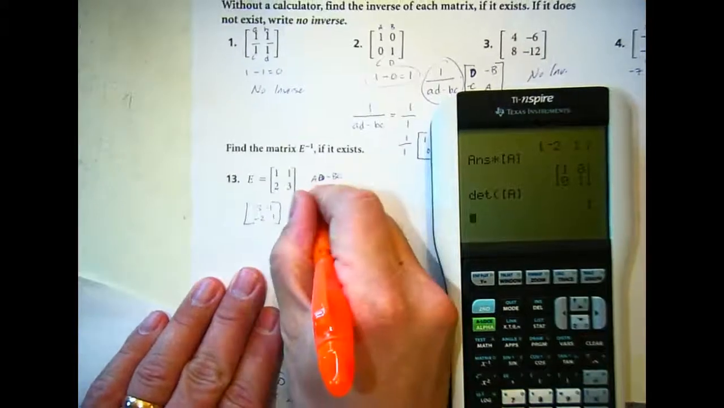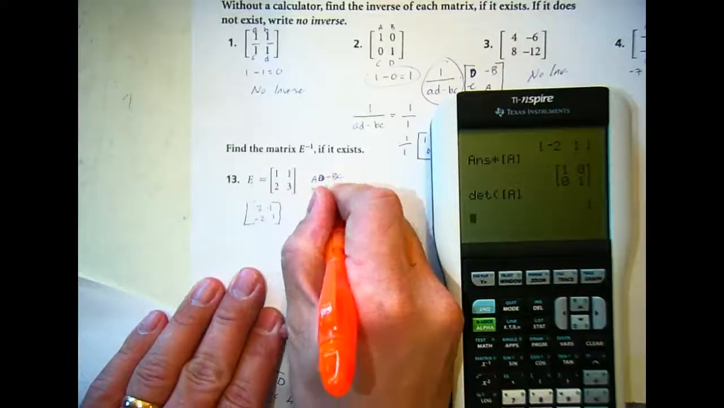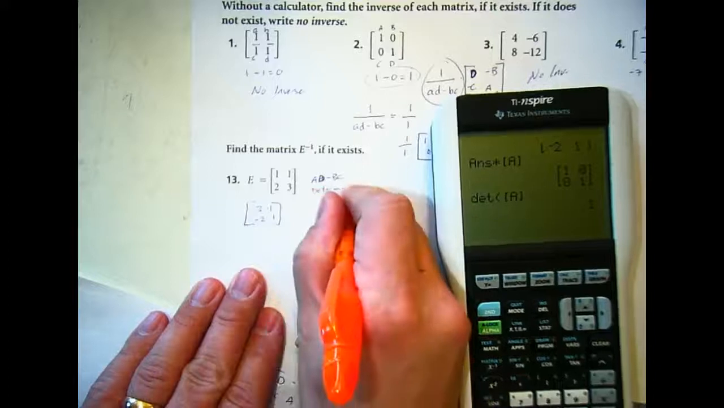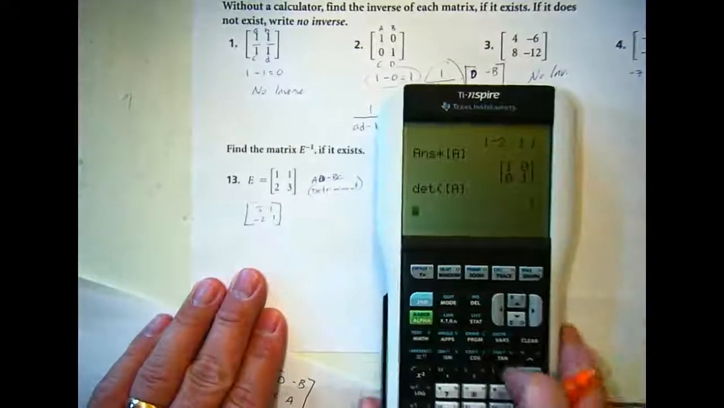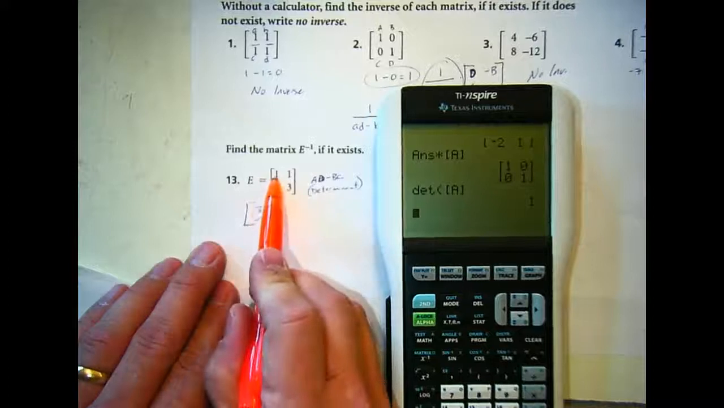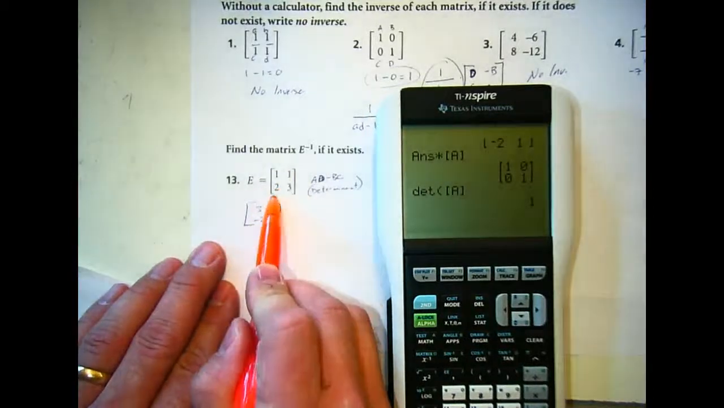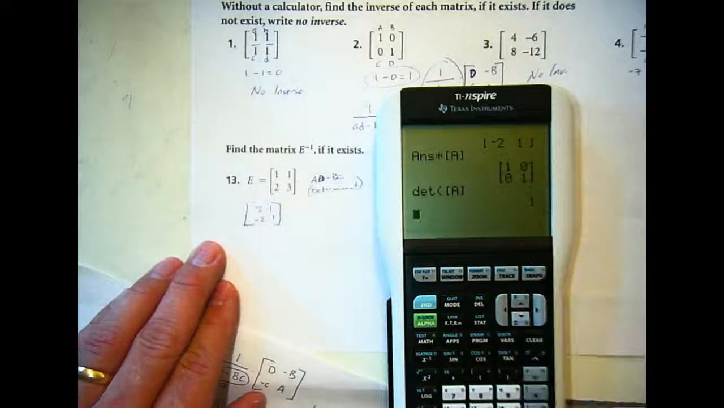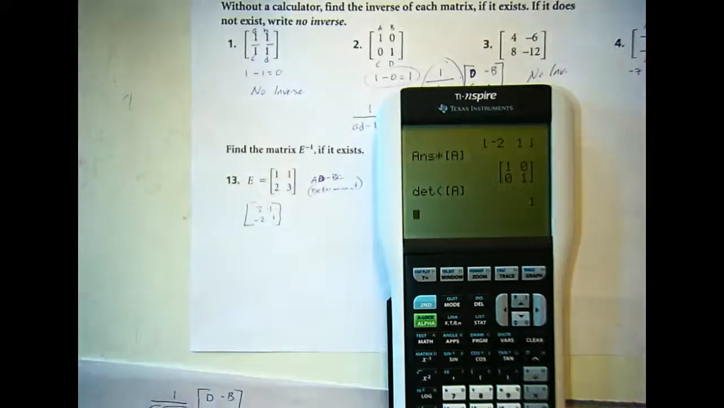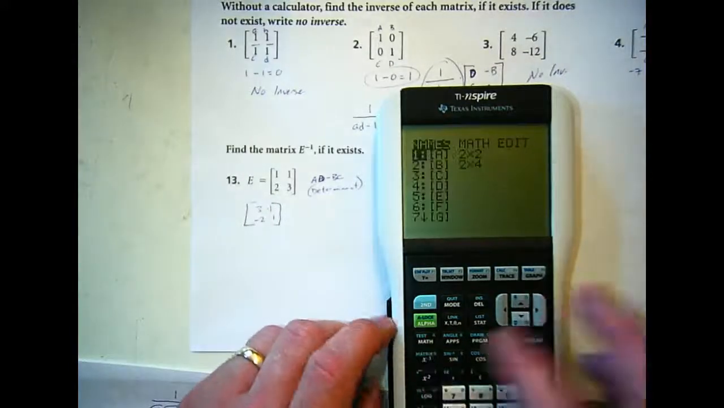So if I really wanted to calculate the determinant using my calculator, all it did was say 1 times 3 is 3 minus 2 times 1, which is 2, and it gave me my determinant of 1. You could calculate that if you really wanted to. That was under math, or second matrix, go to math, and it's the first option.